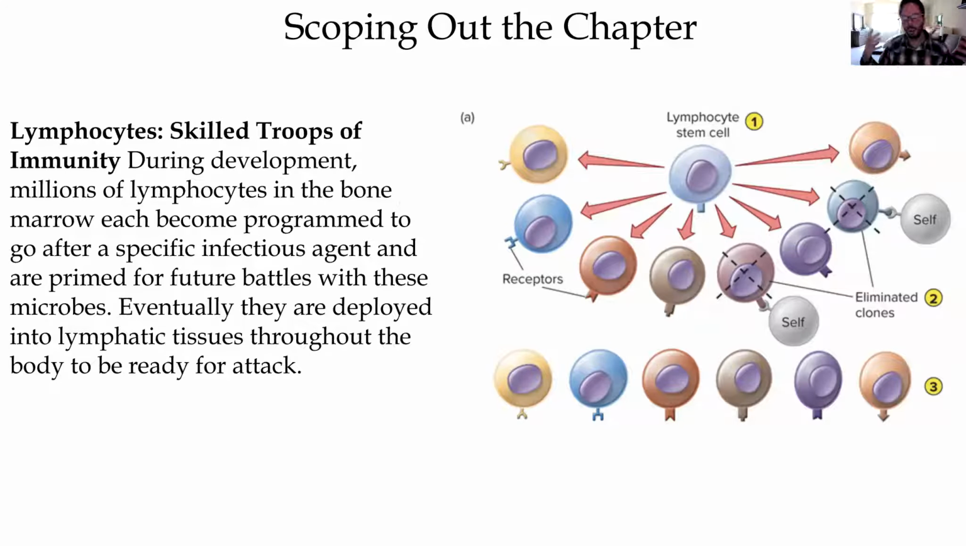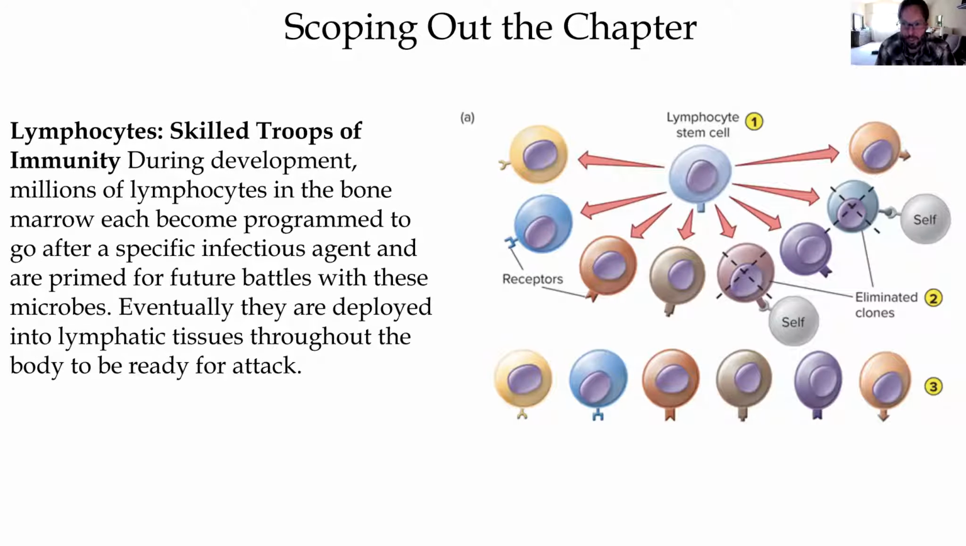And, you know, when we talk about immunity, we can't help but kind of anthropomorphize them and talk about them in militaristic terms, because I don't know, that's kind of the way it works in our minds. And so it's always this warfare going on, and lymphocytes are skilled troops of immunity. And so that's just a part of the colloquial way of referring to these things.